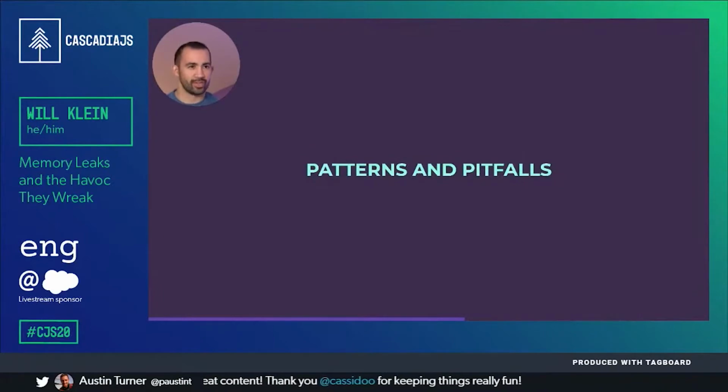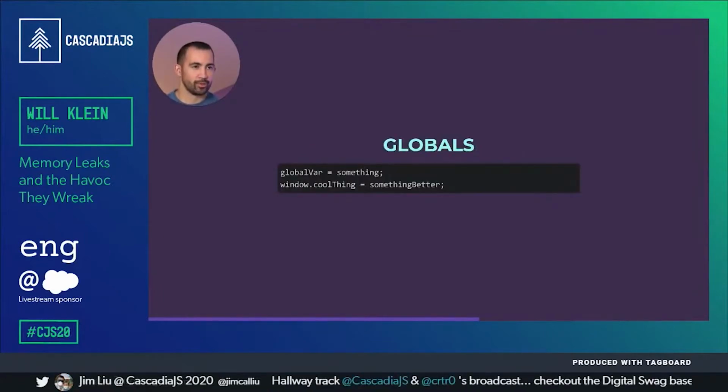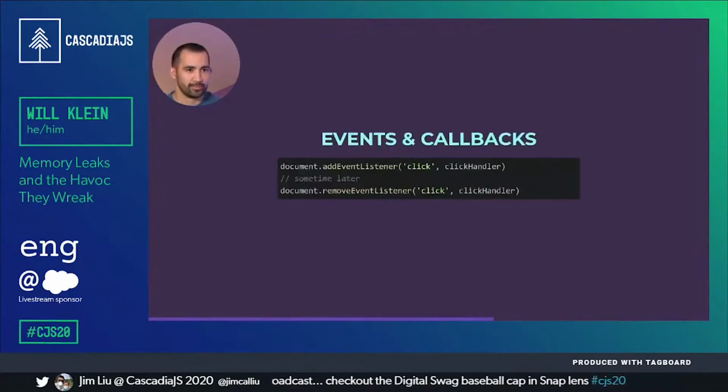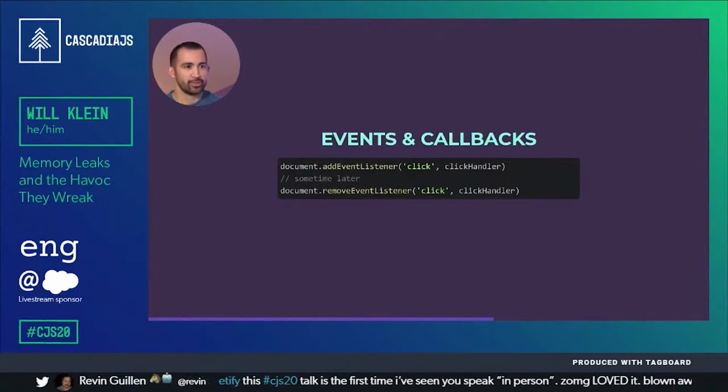Let's go over some of the common patterns and pitfalls that can come up with memory leaks. Globals can be common, but with the right linting setup, we should only be creating them in an explicit way, like when we're intentionally putting things directly on window. Events and callbacks are very common, but the impact is usually small. It can still add up though. Whenever you create an event listener, make sure you don't forget to remove it when it's no longer needed.